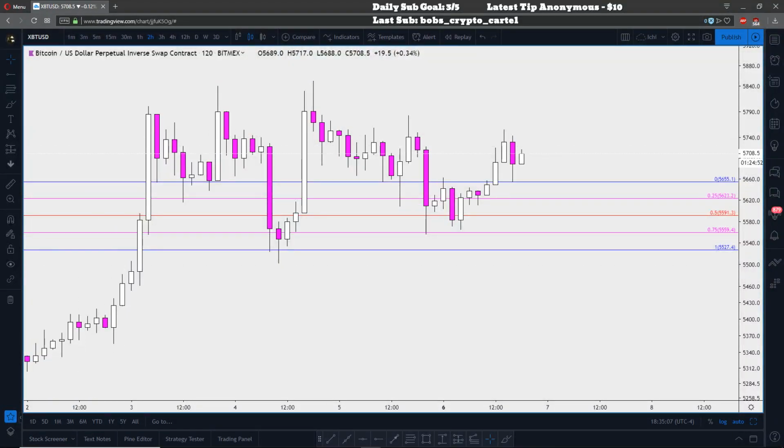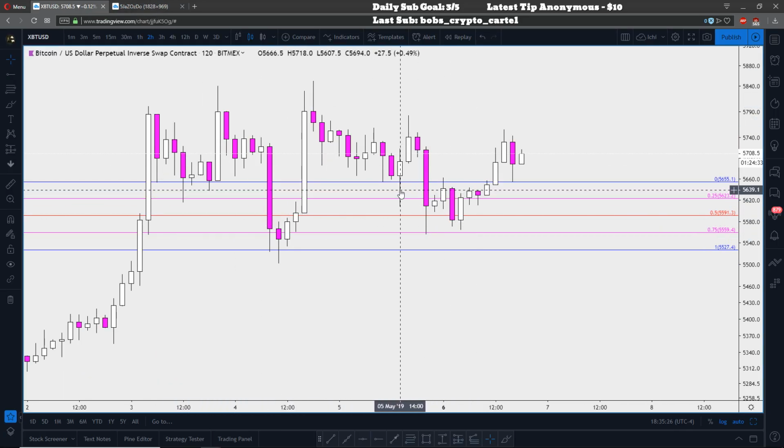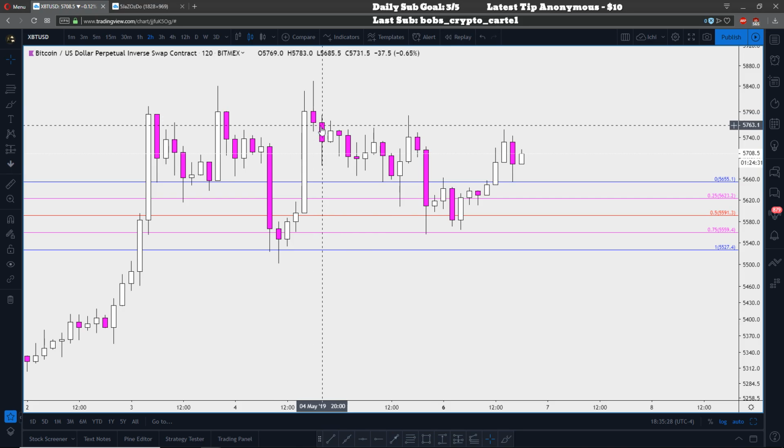And then once again, we see another 4-hour pivot failure here. We push up, we fail the top of that pivot and start to push downward through that pivot. You want to be looking for that daily pivot zone to pick you up, which it did. This was this failure here.